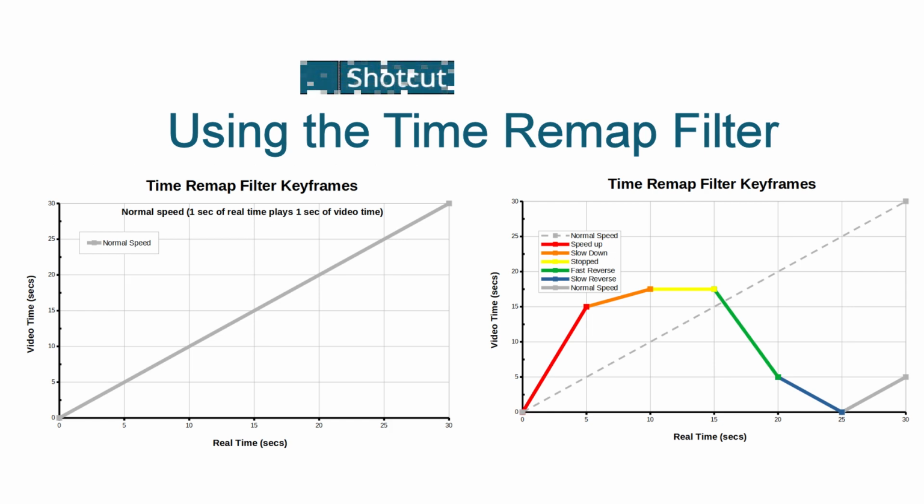In this Shotcut tutorial, I will show how to use the time remap filter to speed up, slow down, freeze, and reverse action in a video.